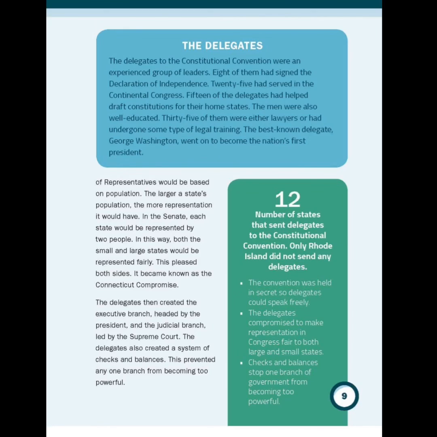The first three parts of the Constitution are those three branches. The legislative, that's that representative, and the Congress where the laws are made. Then they created the executive, that's the president. Then the judicial, that's our court system.